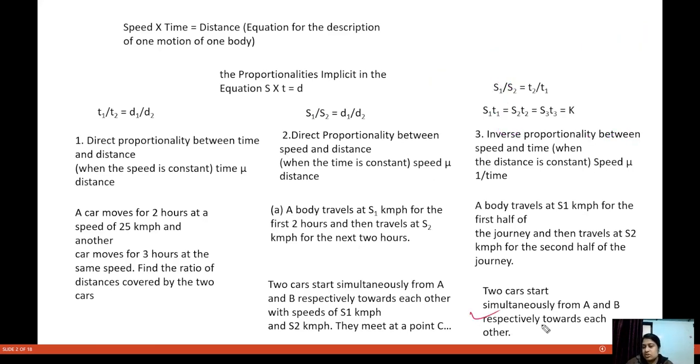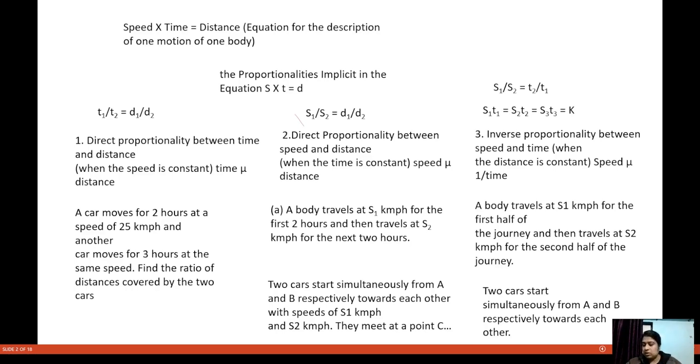And in this question also it will be applicable. It is saying two cars start simultaneously from A and B respectively towards each other. If they are trying to travel the same distance, then also your equation will be applicable. What is the equation? S1 by S2 is equal to T2 by T1. Now we will see the application of all these concepts, how they are being applied in questions. So we'll see this and then we'll move on to the next concept.